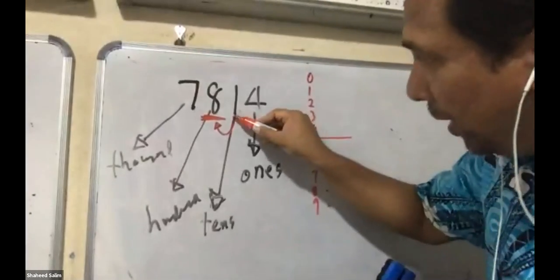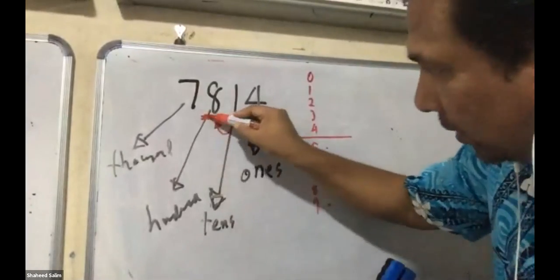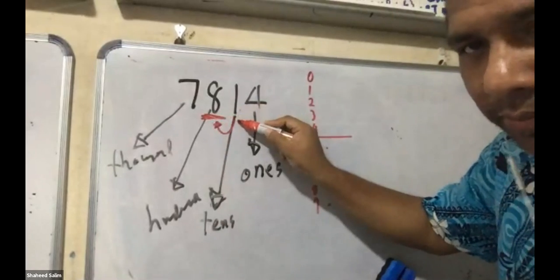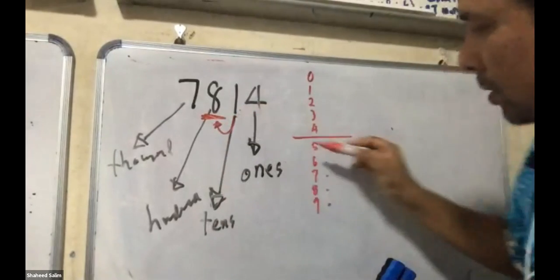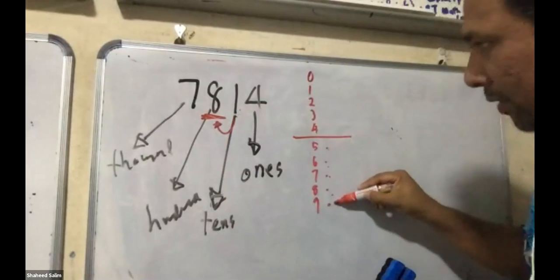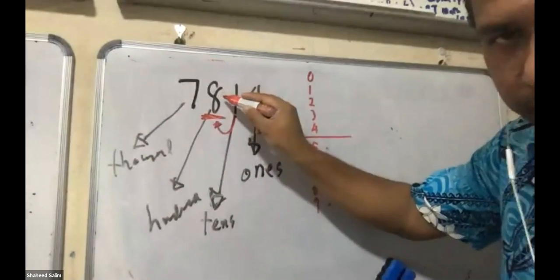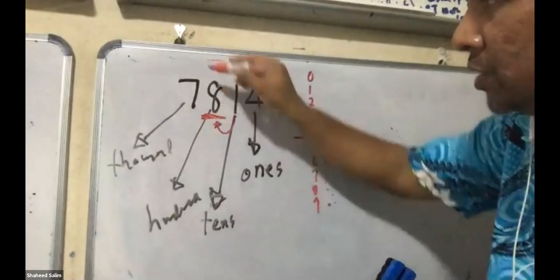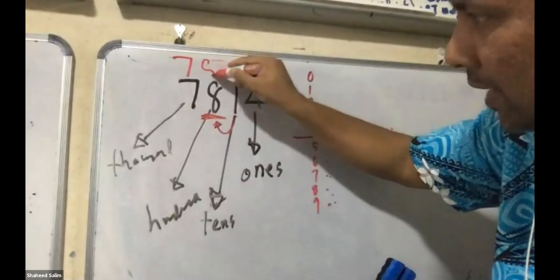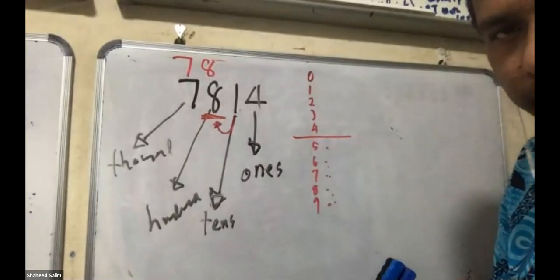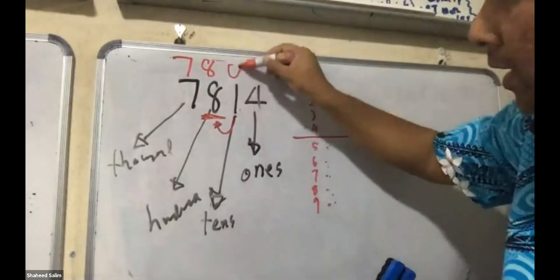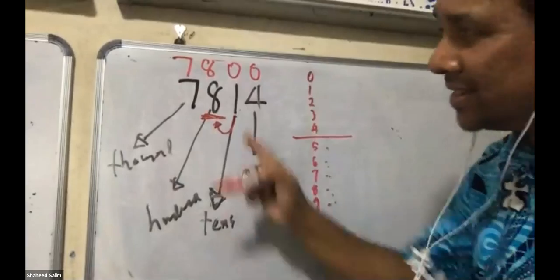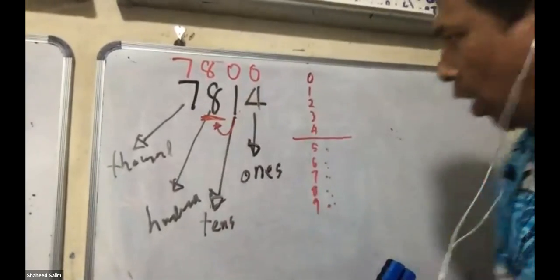You look down here. If I ask you for the nearest 100, you look at the digit beside it. Is the digit beside it 5, 6, 7, 8, 9? If it is, you must plus 1. If it's 0, 1, 2, 3, 4, don't plus 1. Just leave it as this, 7, 8. Then you must add the 0, 0. This is nearest 100.